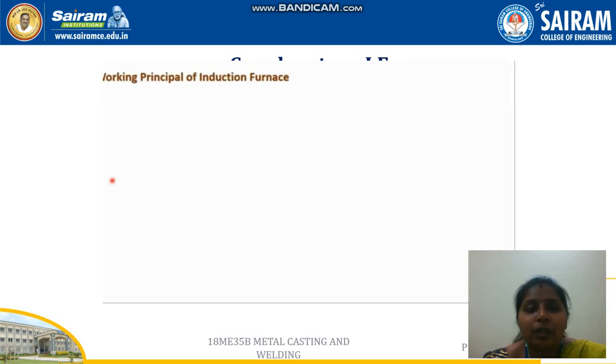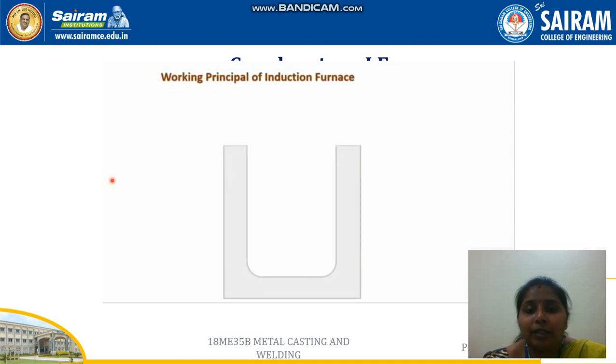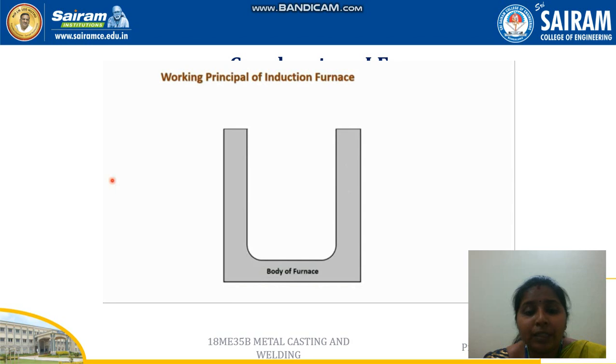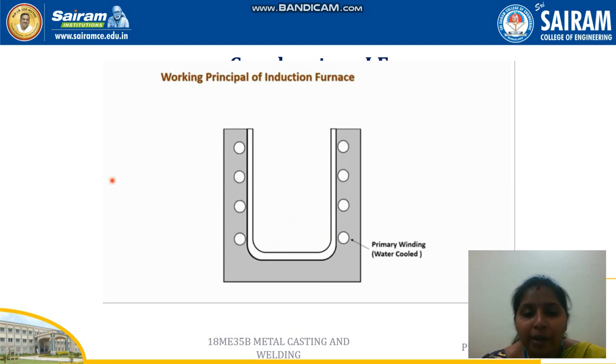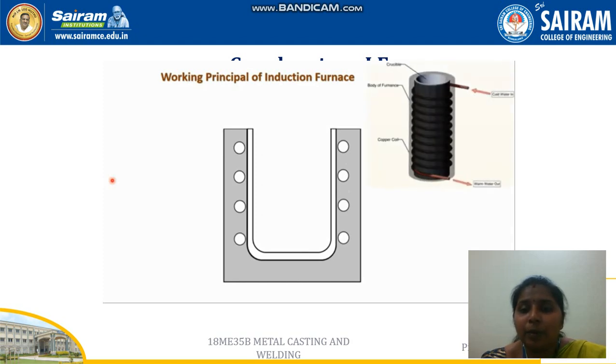Here is the working principle of an induction furnace. This is the body of the furnace, along which the crucible is going to be placed. The crucible is kept along the body of the furnace. You can see the coils attached along with the crucible. These circles indicate the circuit, and there is a power supply to which the coil is connected. The furnace will be in this shape.